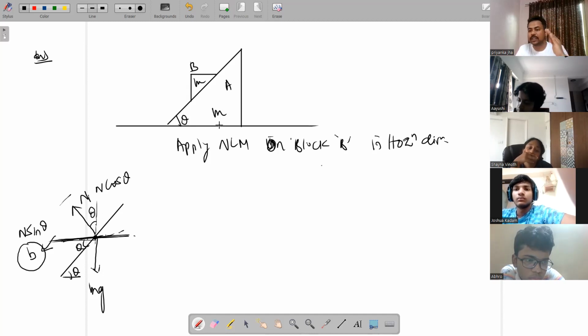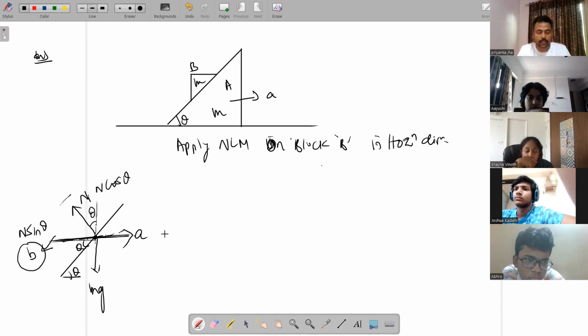Now see, because the wedge is moving with some acceleration A, as per the wedge constraint, block B will not lose contact with the wedge. So with the wedge, B will also go towards the right with the same acceleration A. This block will slide down on the wedge as well as go towards the right with the wedge. So this block will also have acceleration A towards the right, and B with respect to the wedge along the inclined plane. Now you have to apply Newton's law of motion in the horizontal direction.